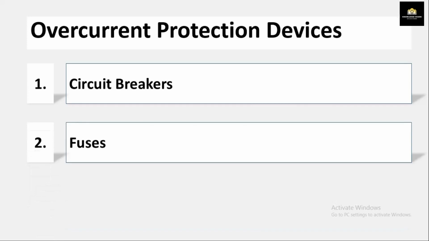Number 2. Fuses. Fuses are another type of overcurrent protection device, especially common in low voltage applications. A fuse contains a metal element that will melt and open the circuit when exposed to excessive current. Once the fuse blows, it must be replaced to restore protection.